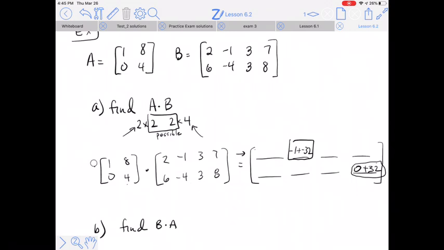Let's see, where do we want to go next? Let's go to this entry right here. That's row 2, column 3. So I need row 2 here, and I need column 3 there. I need the first entry of row 2, and I'm going to multiply that with the first entry of column 3. 0 times 3 is 0. Now I need the second entry of row 2 and the second entry there in column 3. 4 times 3 is 12.